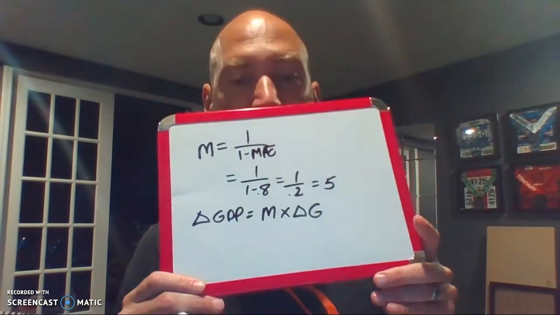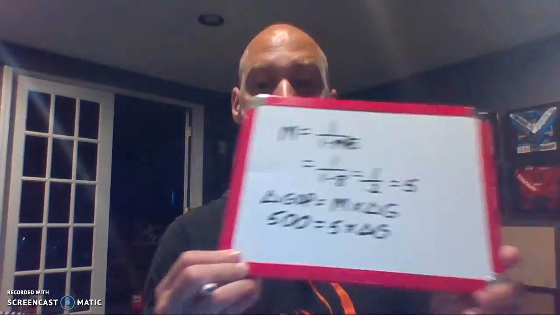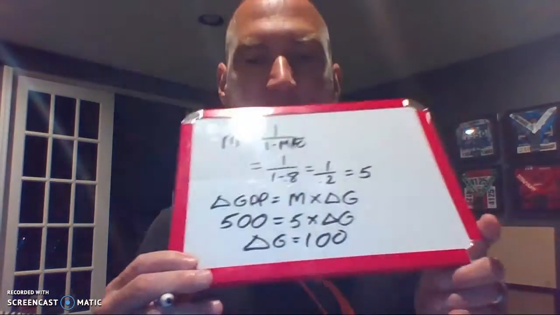So the formula is: change in GDP is equal to the multiplier times the change in government spending. When we have the spending multiplier, it looks like that if we're calculating the total change in GDP. We know the change in GDP is 500. We know the multiplier is 5. Do some quick math: 500 divided by 5, and our change in government spending should be 100. So to get back to full employment output, we would need to increase government spending by 100.